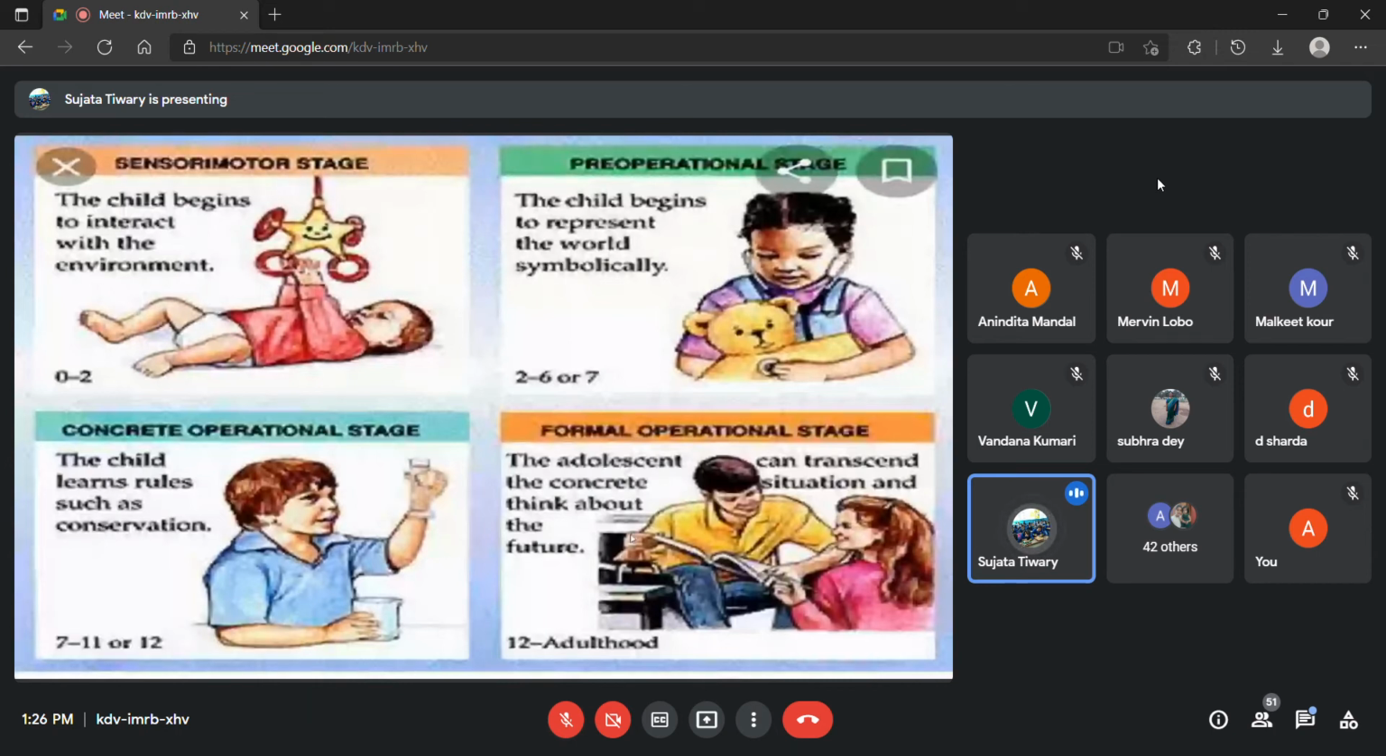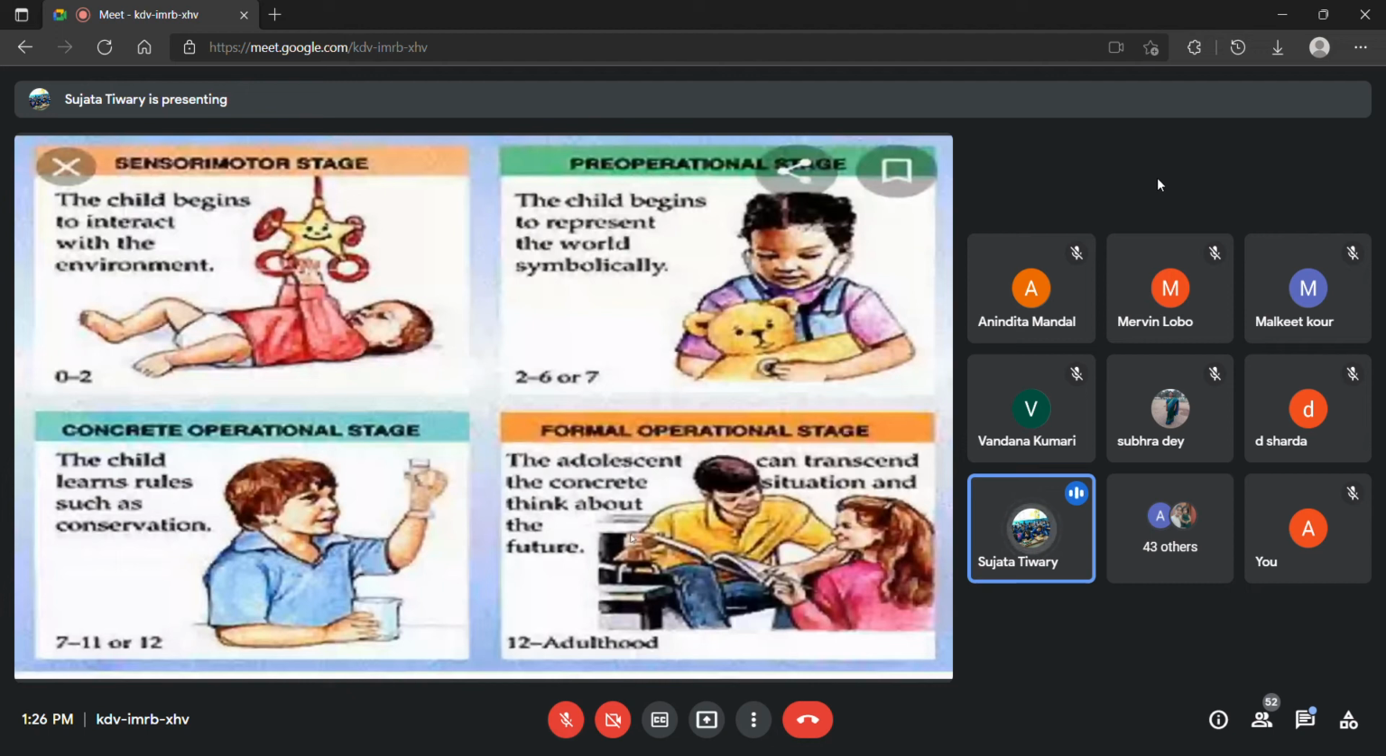This stage is also known as the gang stage. Peer group is much influential here. Deductive reasoning comes. They give reasons very significantly, supporting with all evidence. They can give hypothetical deductive reasoning.